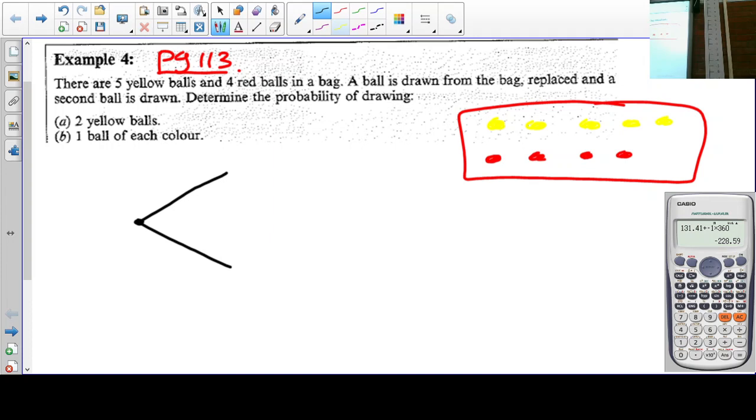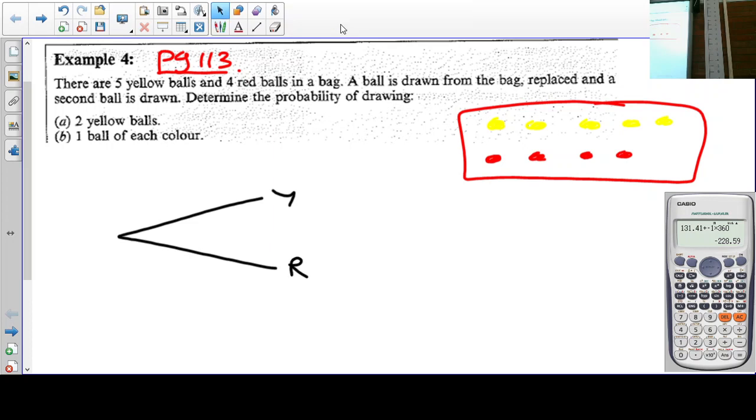Right. So what are my outcomes? What are the options here? It can either be a yellow ball or it can be a red ball. So draw that in your books quickly. It can either be a yellow or a red. The outcomes can either be yellow or red.